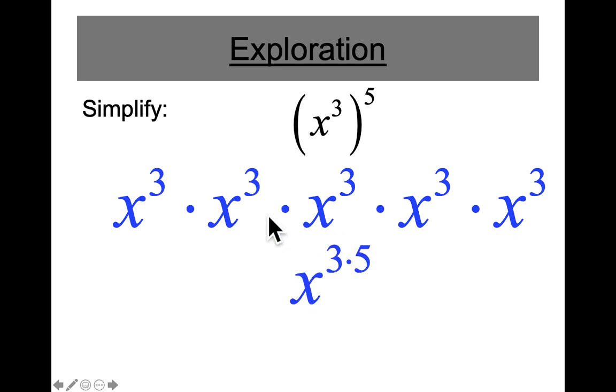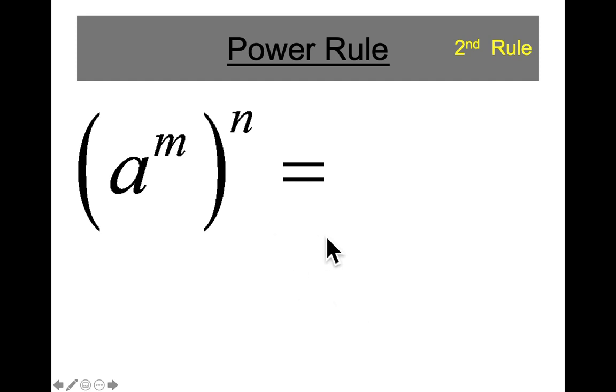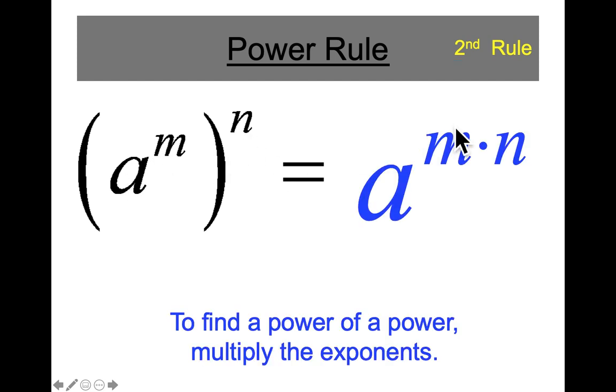If we're going to have 3 x's 5 times, then we take 3 times 5, and we get x to the 15th. If you wanted to take the time to write out 3 x's beneath each of these and count them up, you would find that you had 15 x's. So when we're dealing with the power rule, if we have a base that's raised to an exponent that's raised to another exponent, then we simply multiply those exponents together.